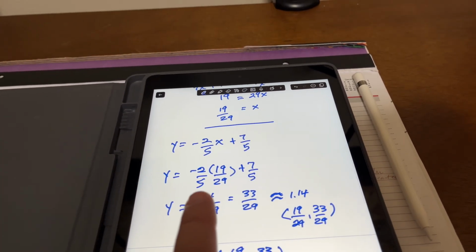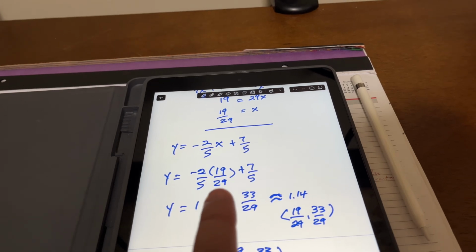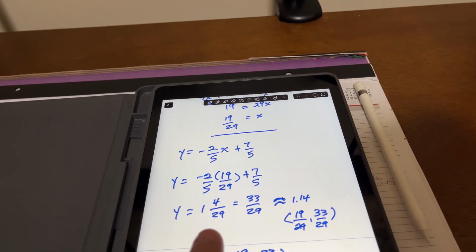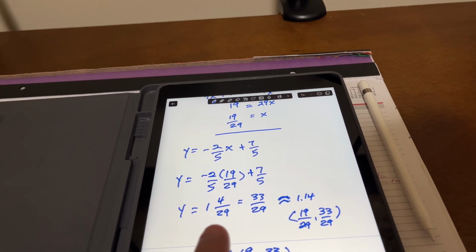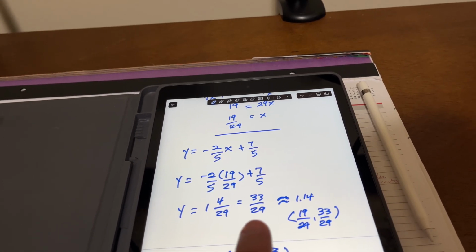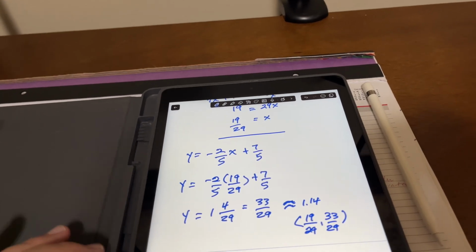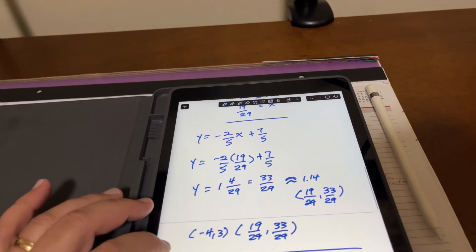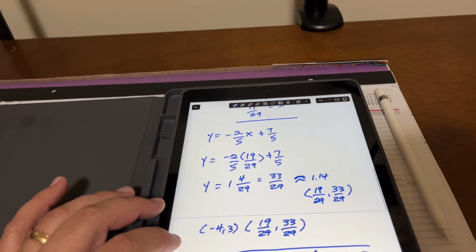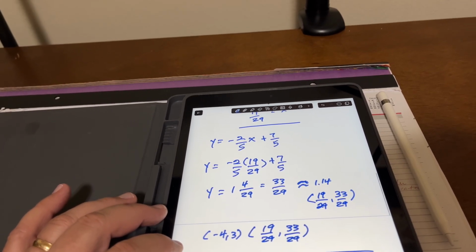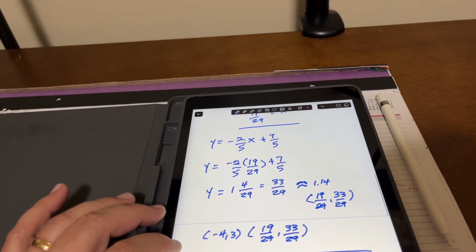I used the calculator here. I did -2/5 times 19 over 29, and then I added 7/5. On my calculator, it gives you a mixed number, 1 and 4 over 29, which converts to 33 over 29 and is about 1.14. Now, it depends on your teacher on how soon you want to convert to decimals, so some teachers would allow a decimal answer, some would not. I think most would allow a decimal answer.